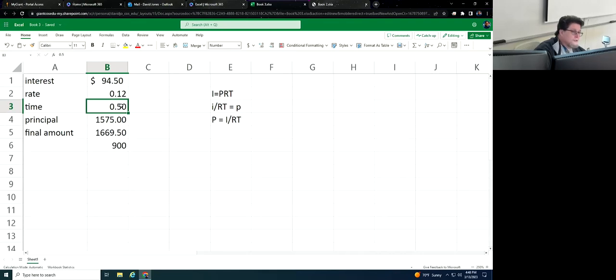It allows you to play around with some values. You're not being tested on this. This is more of a utility thing for you.